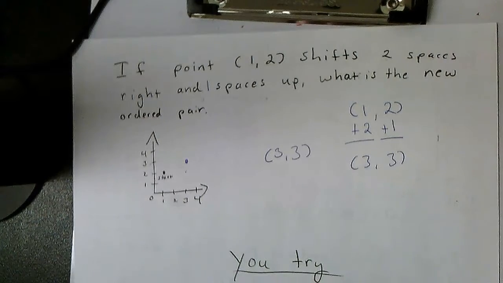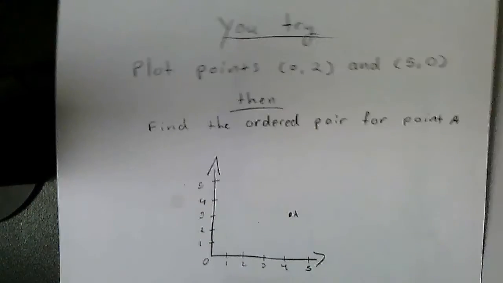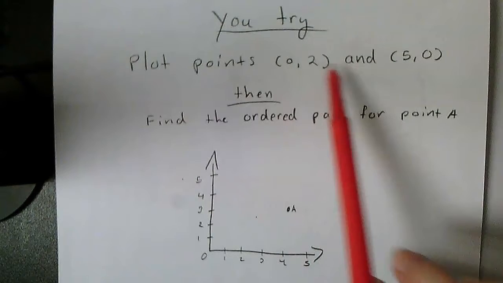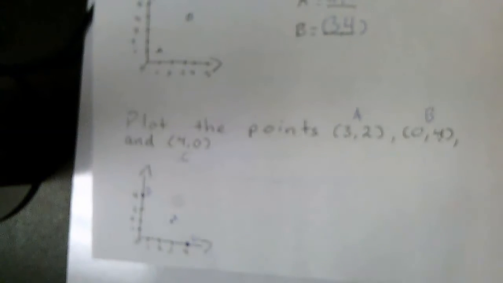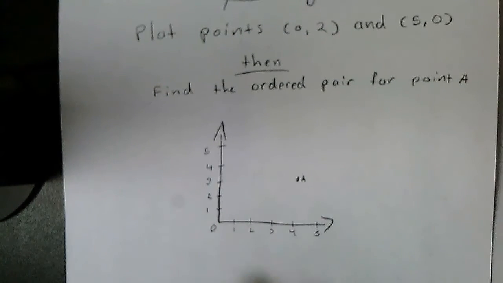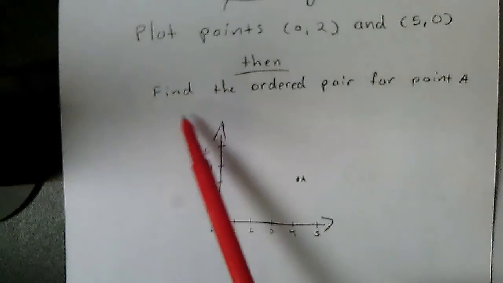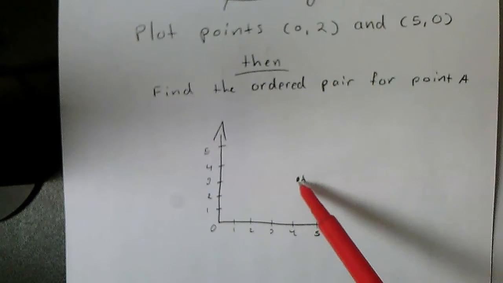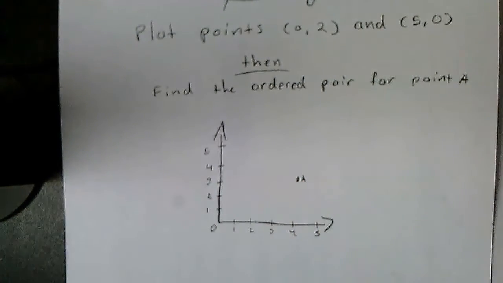So 5th grade, these are just some examples of different types of graphing problems that you might see. But at the bottom of this page, I want you guys to get started on the You Try problem. For this one, you're going to be plotting points (0, 2) and (5, 0). Remember what we learned from this part of our notes right here. And after you finish that part of the You Try problem, you're then going to move on to finding the ordered pair for point A. So you're going to take a look at point A and write an ordered pair for that point.